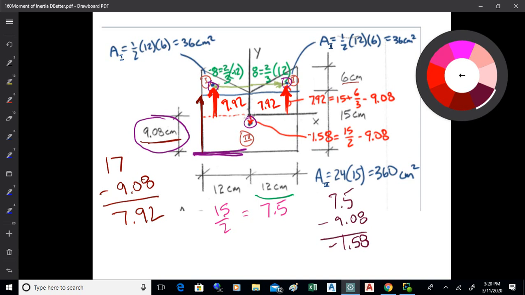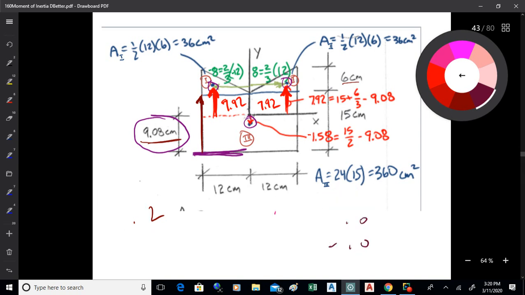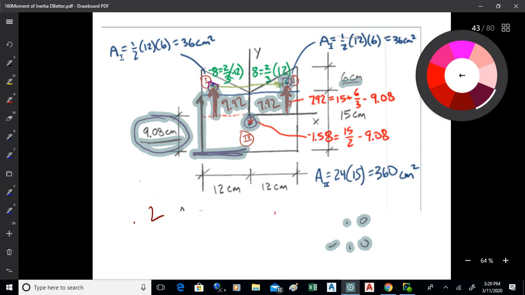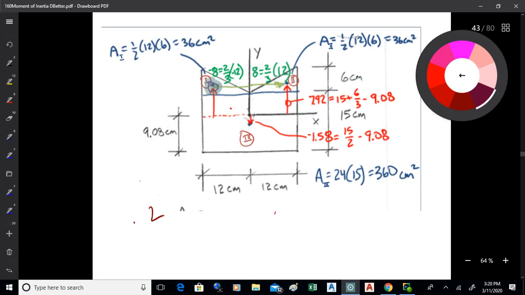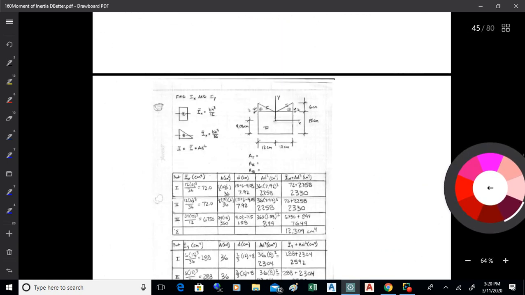So I'm just doing all this stuff just to get everything set up. So what I'm going to set up next is a table, and I'll just plug everything into the table. All right. So we'll clean that up a little bit. There we go. Okay, so let's see what we got. We've got those three areas and the distances. So now I can work a table here.